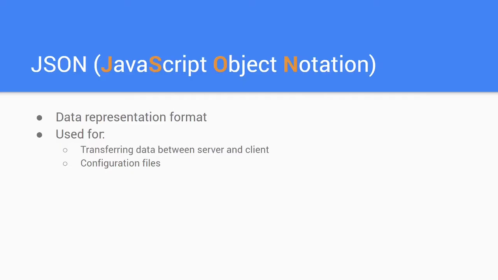So what is JSON? JSON stands for JavaScript Object Notation, and it is a data representation format. It's used for transferring data between server and clients, and also for configuration files. JSON serves the same purpose as XML, but it has a lot of advantages over XML.